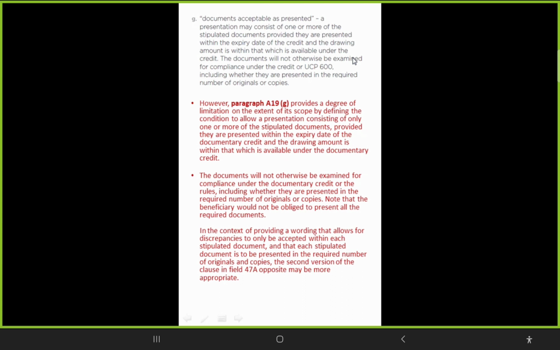They need not present all the documents. Even one copy of one of the called-for documents would do. How did we interpret this different meaning? First, if you split this and read it, they are saying a presentation may consist of one or more of the stipulated documents. That is, I'm calling for 3 different documents, out of which only one document would be more than enough. If they are presented within the expiry and not overdrawing, then the final paragraph also says that the documents will not otherwise be examined for compliance under the credit or UCP, including whether they are presented in the required number of originals or copies.